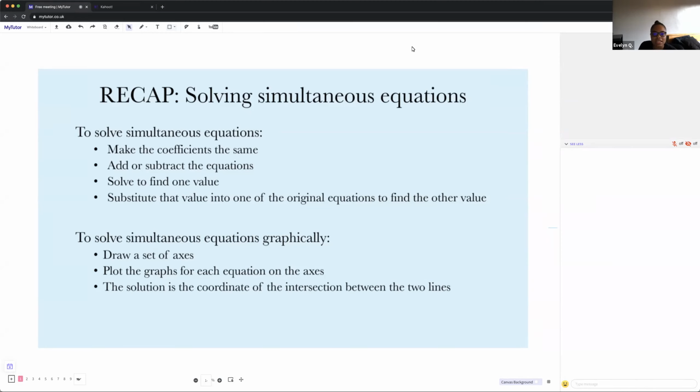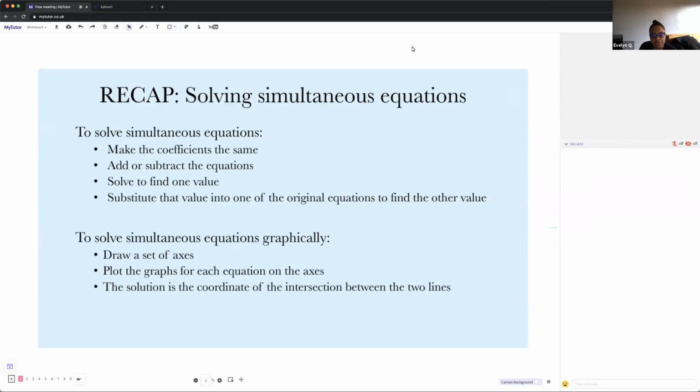So solving simultaneous equations, we had a look at solving the standard simultaneous equations. So that's when you have two linear equations and you need to work out what is x and what is y. In order to do that, you need to make sure that the coefficients of either x or y are the same. Then if those numbers have the same sign, you're going to subtract the equations. If they have opposite signs, so let's say one is positive, the other one is negative, we're going to add. And then you solve for that letter, whether it's x or y.